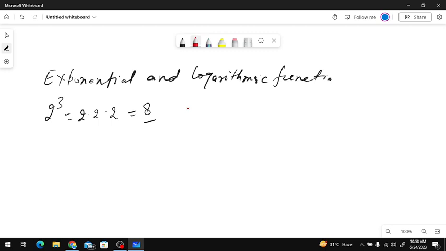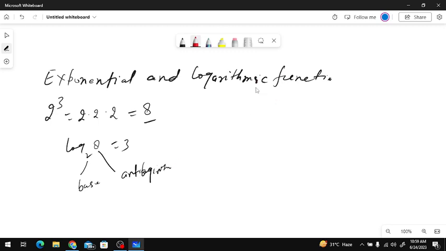This is called a log, using the symbol log. It's like this: log with 2 as a base and 8 should be equal to 3. At this time 2 is called the base and 8 is called the anti-logarithm.